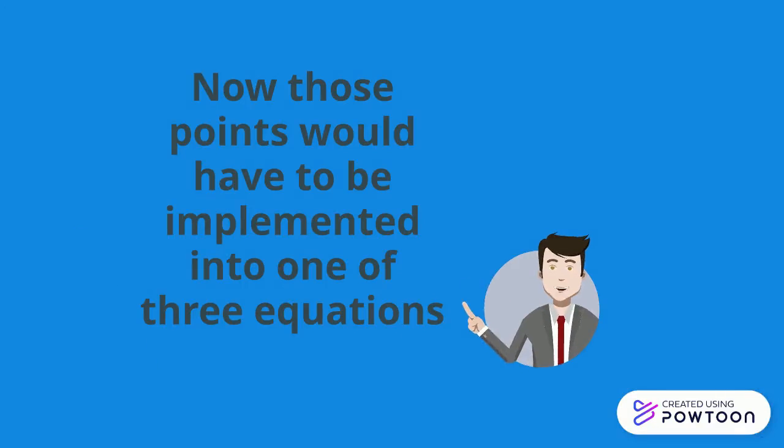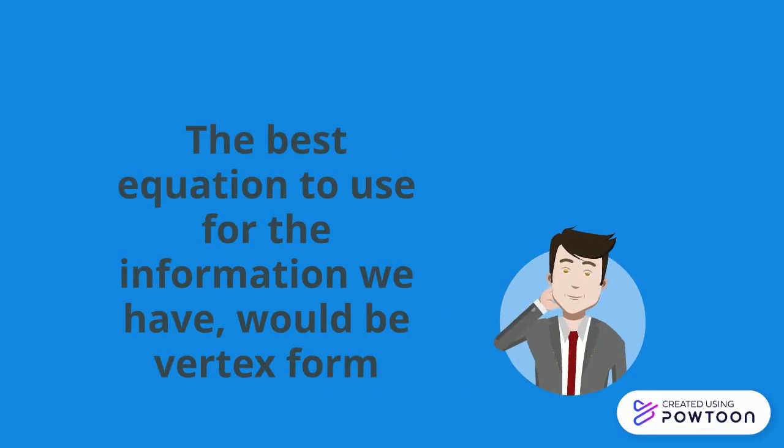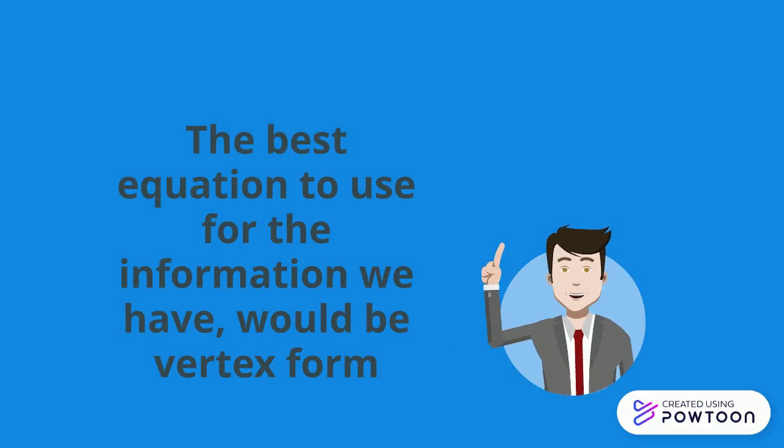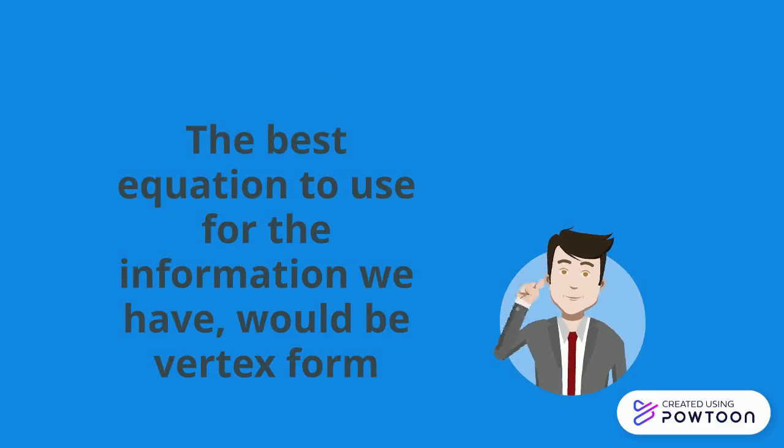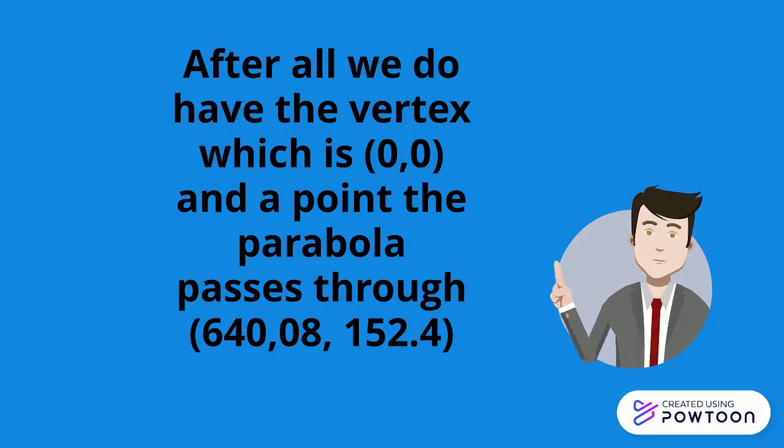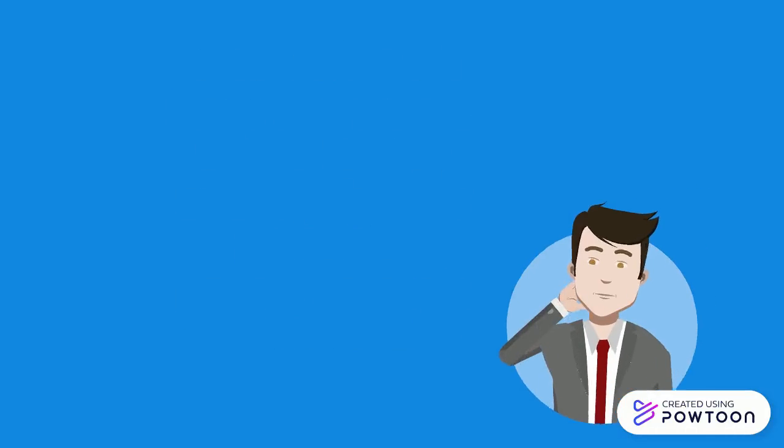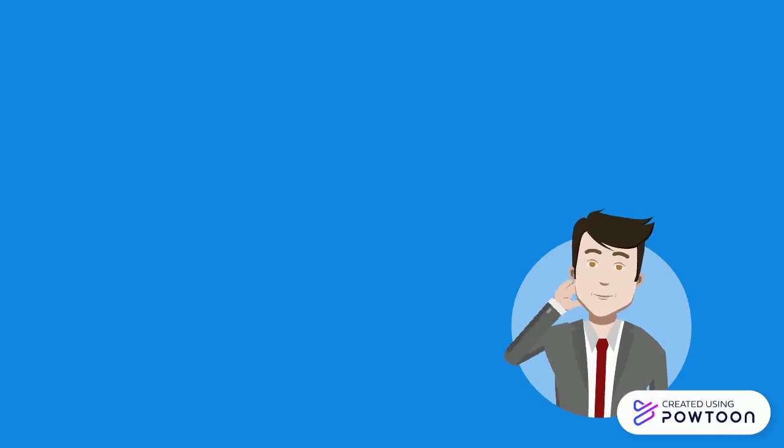Now those points would have to be implemented into one of three equations: vertex form, intercept form, or standard form. The best equation to use for the information we have would be to use vertex form. After all, we do have the vertex and a point the parabola passes through. Now I'll let my partner Daniel explain the rest to you.